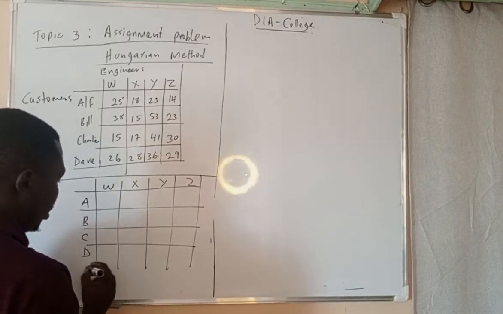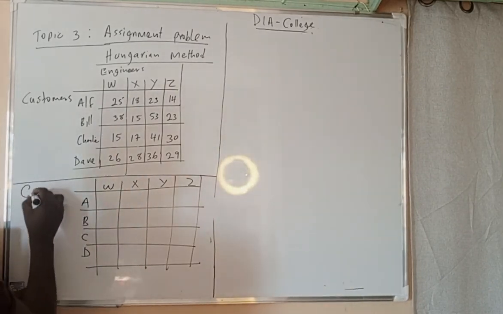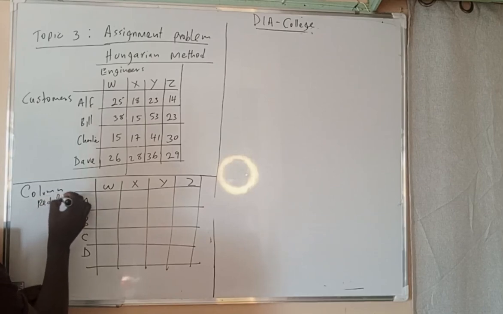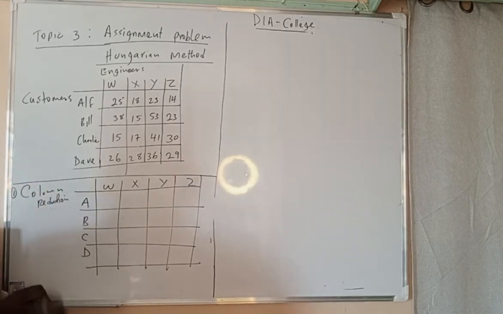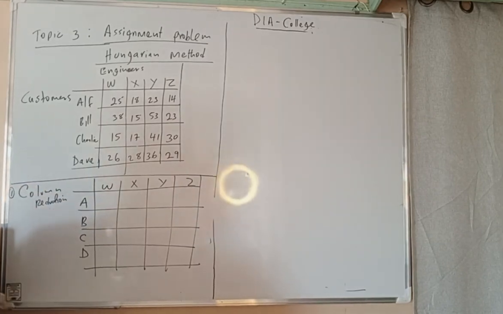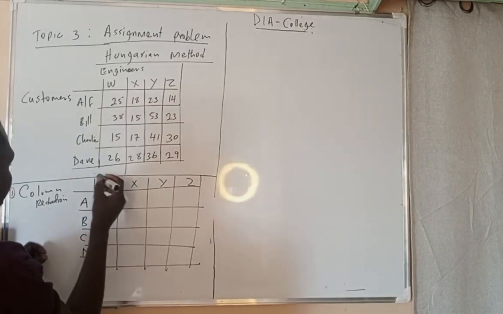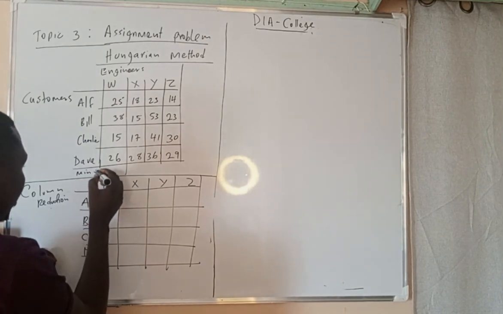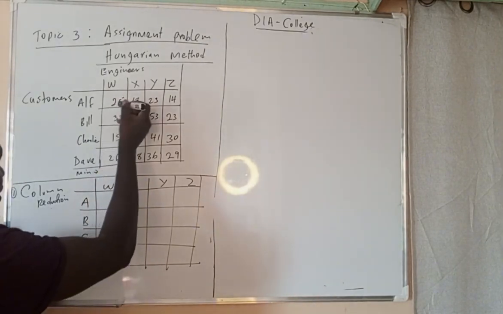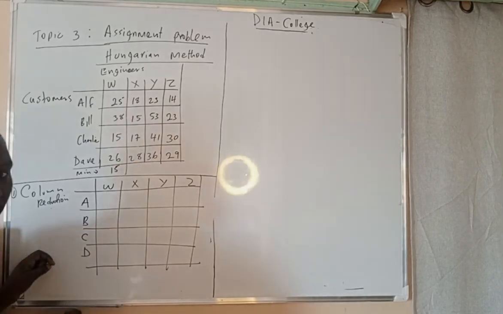Alright. So I'm going to perform now what we call column reduction. So this is my first step. Under step number 1, we do column reduction. So what we say is we find the minimum value in each column. So I come here and say, what is the minimum value? So you can see we have 25, 38, 15, and 26. So 15 is the minimum value.